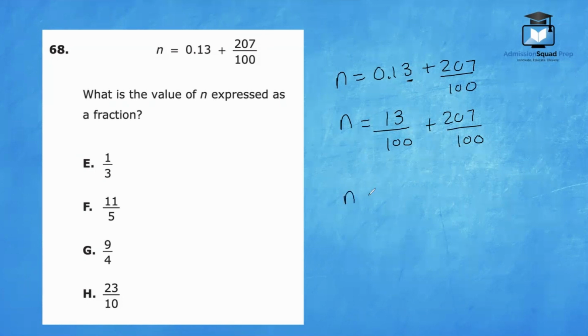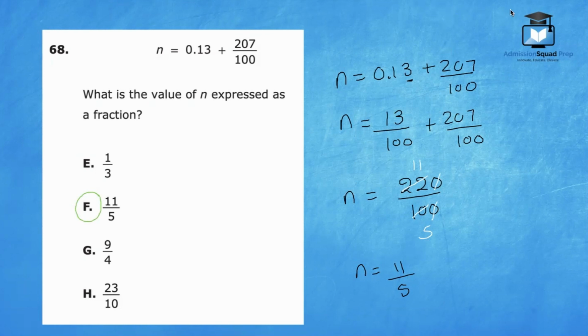Since the denominators are the same, we can go ahead and add the numerators and keep the denominator. 13 plus 207 becomes 220 over 100. Now we need to express the fraction in simplest form. Let's see what we can cancel out. We will cancel out a 0 in the numerator and denominator, and I also noticed that both 22 and 10 are divisible by 2. 10 divided by 2 is 5, and 22 divided by 2 is 11. Our final fraction is 11 over 5. Therefore, F is the correct answer. Let's head over to the next problem.